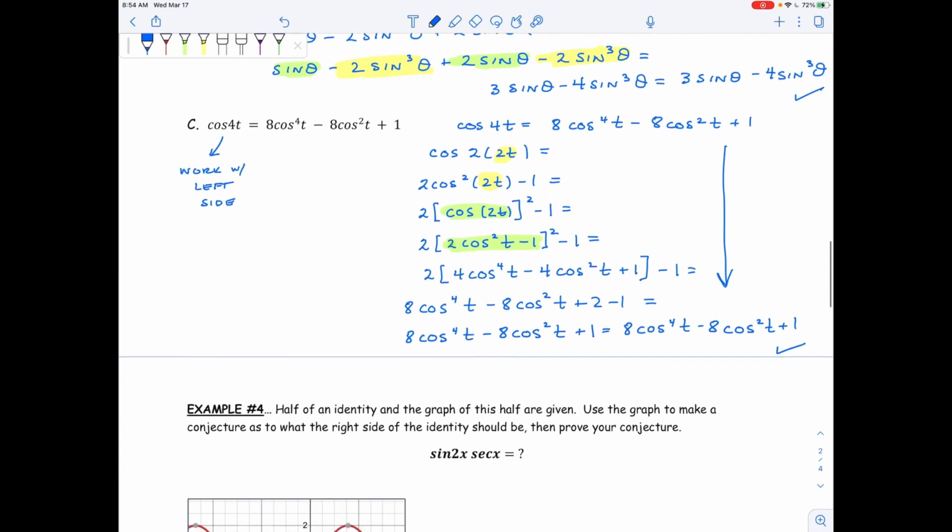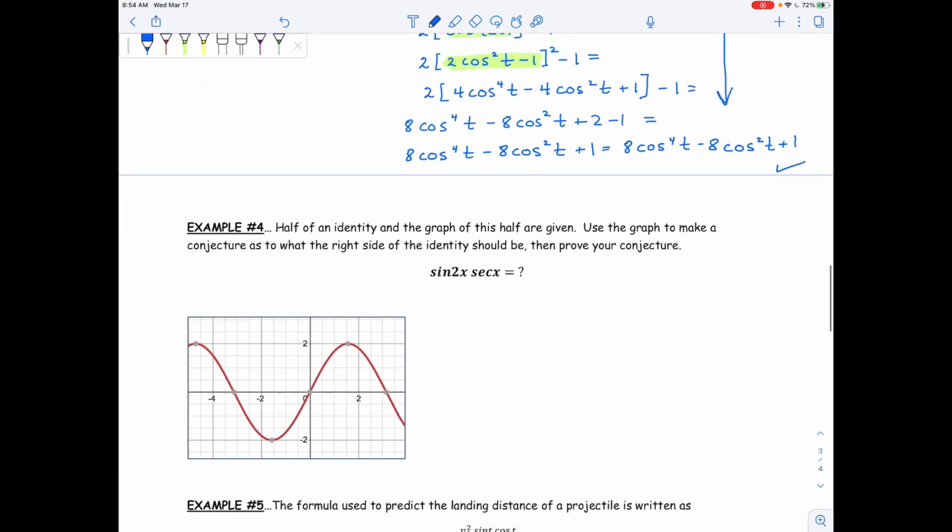Another way to verify identities is actually using graphs. It says that half of an identity and the graph of this half are given. Use the graph to make a conjecture as to what the right side of the identity should be, then prove your conjecture. So take a second to look at that graph and decide what shape that graph looks like.